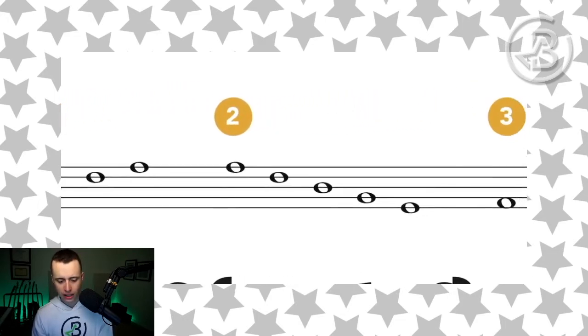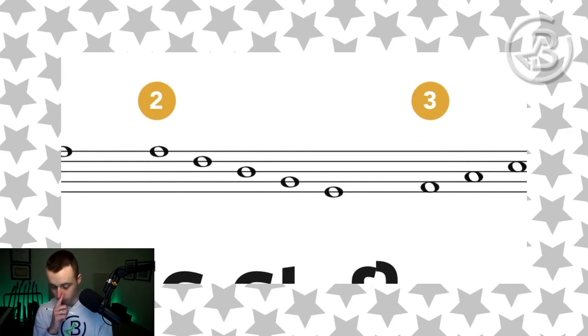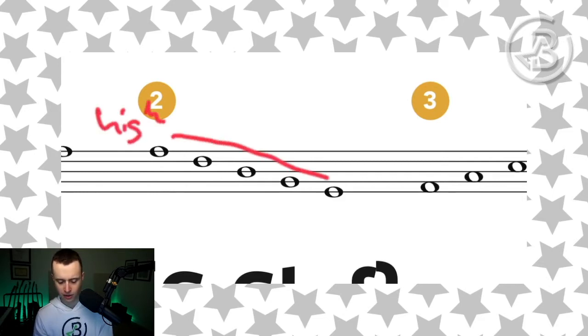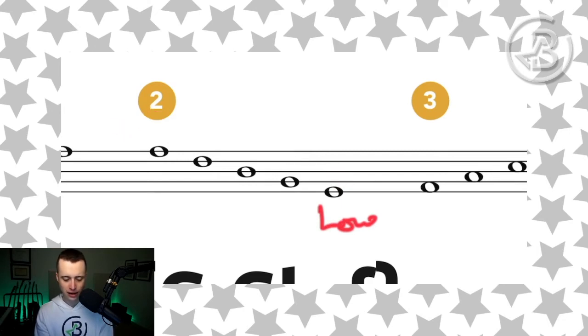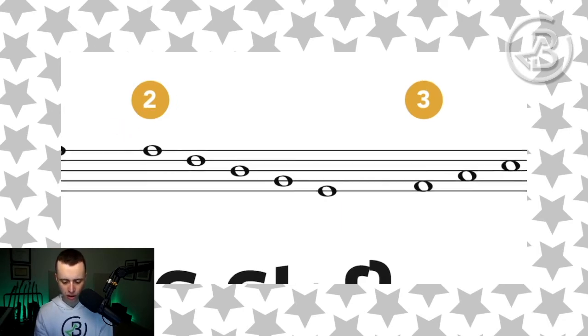Now let's look at line notes going from high to low. So we have line notes starting on line 5 going down to line 1, and up here is high, and down here is low. High to low. Up towards the ceiling is high, up towards the sky is high, down towards the floor is low.